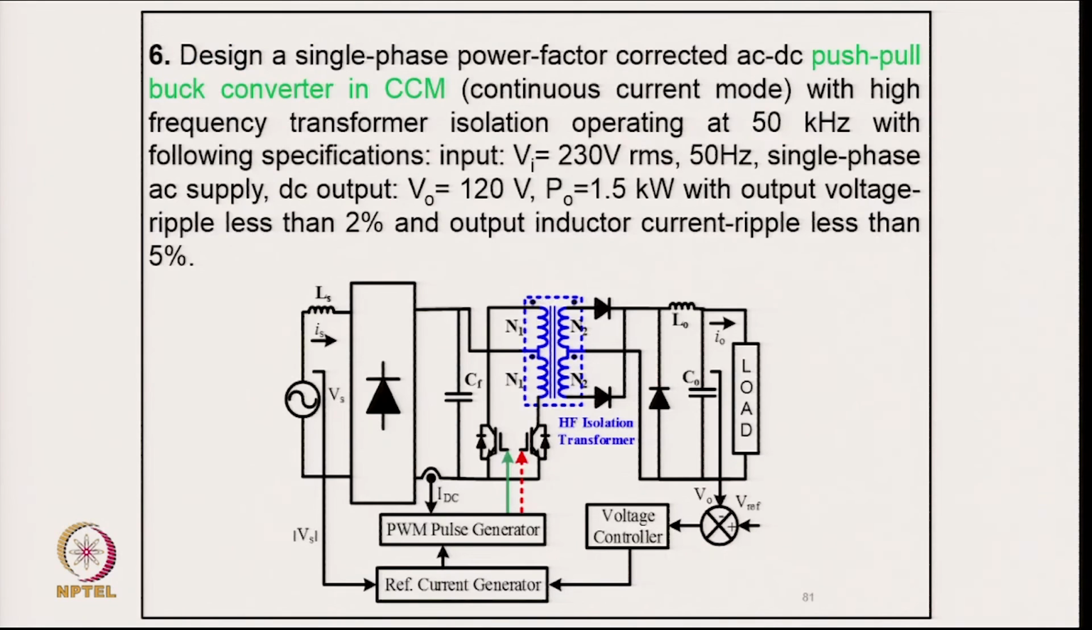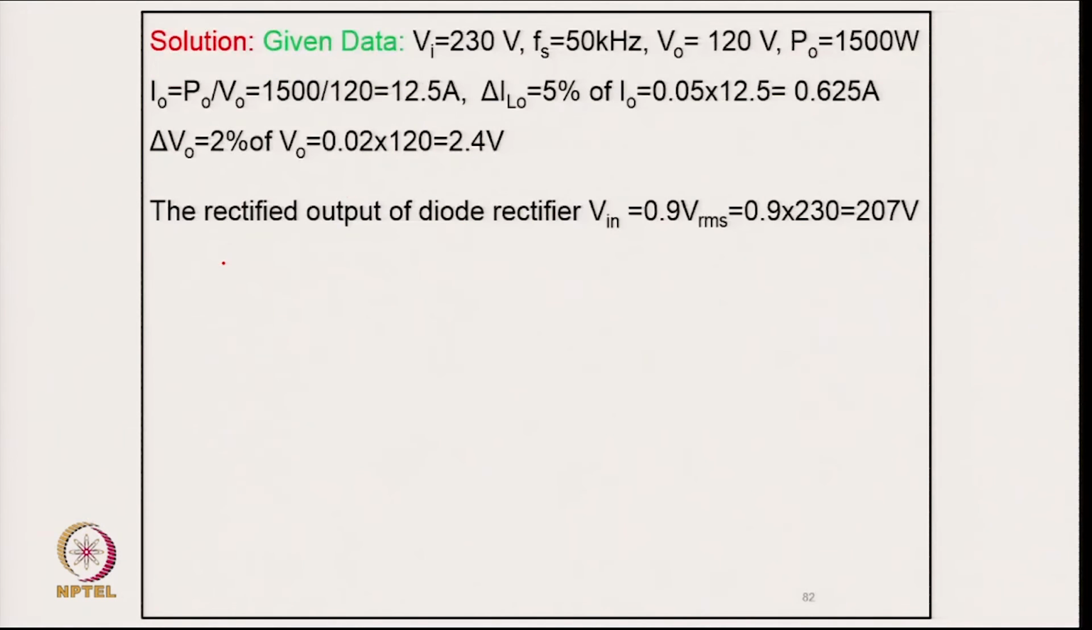Coming to the sixth example, design a single phase power factor corrected AC to DC push pull buck converter in continuous conduction mode with a high frequency transformer isolation operating at 50 kilohertz, with the following specification: input voltage 230 volt, 50 hertz single phase AC supply, output voltage 120 volt and power 1.5 kilowatt, with the output voltage ripple less than 2% and output inductor current ripple 5%.